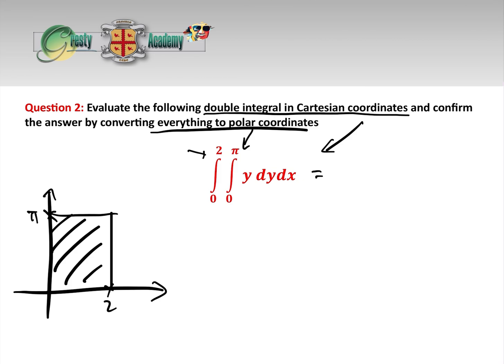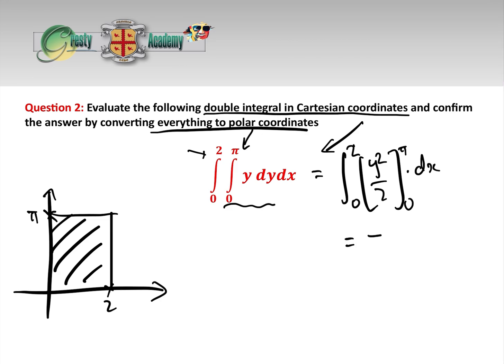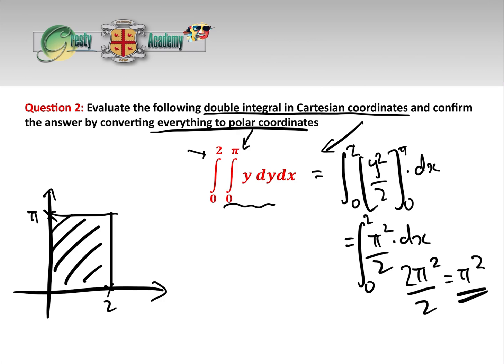So basically that equals, let's integrate y dy first. That is the integral between 2 and 0 of y squared over 2 between pi and 0 dx, and so that equals pi squared over 2, the integral of pi squared over 2 between 2 and 0 dx, which is basically pi squared times 2x over 2, which equals pi squared. So it's a very basic, simple double integral, that one, using Cartesian.